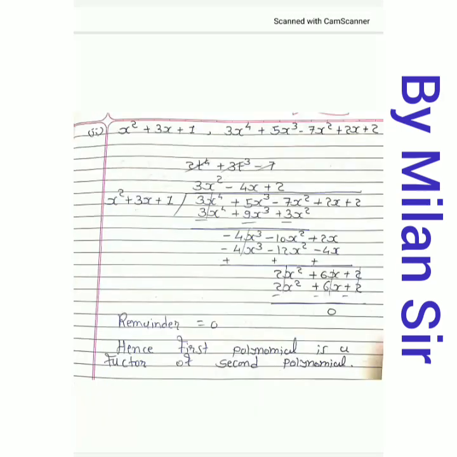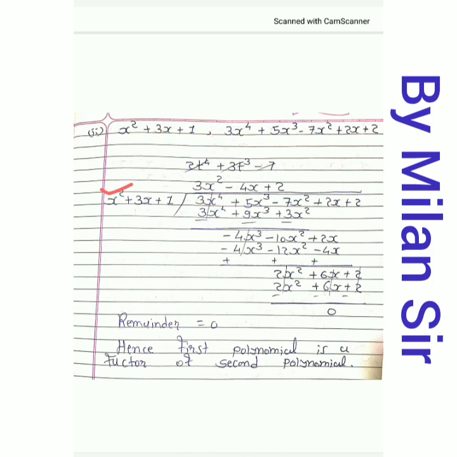Now question number 2. The first polynomial is given as x square plus 3x plus 1. The second polynomial is 3x raised to 4 plus 5x cube minus 7x square plus 2x plus 2. In the same way, first of all we need to check the sequence. Here the exponents are 4, 3, 2, 1, 0, so it is already in sequence. In g of x the exponents 2, then 1 and 0 are also in sequence. So directly write down this polynomial p of x in the dividend and g of x in the divisor.